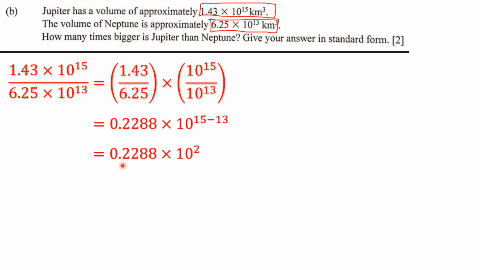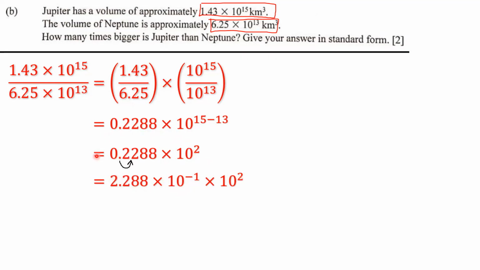But this is not in scientific notation yet. What we have to do is move over this decimal point. We have to move it over to the right-hand side to get 2.288 times 10 to the power of negative 1. Sorry, when we move it to the right, we put the negative sign. And because we move it over once, we're only going to put 1. So it's 10 to the power of negative 1. And so we have 2.288 times 10 to the power of negative 1 times 10 squared.